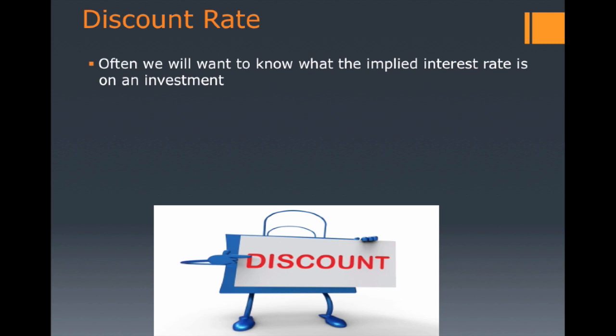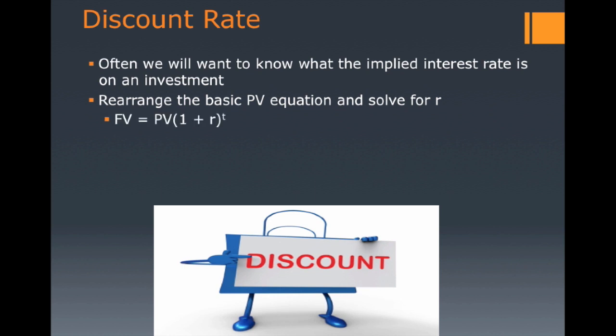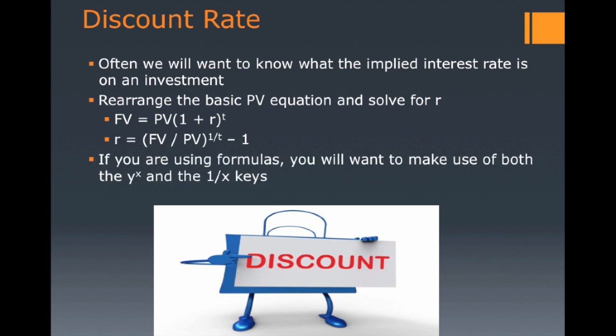So let's rearrange the basic equation and solve for r. When we do, we see that this is the formula. The interest rate equals the future value divided by present value, all raised to the 1 divided by t, minus 1 to get rid of the 1, so you end up with a rate. If you're wanting to use formulas, you'll want to make use of the y to the x key or the 1 divided by x key on your calculator.